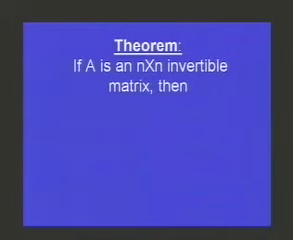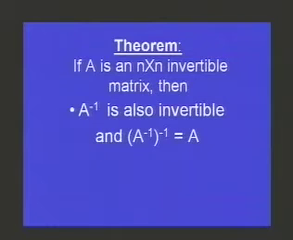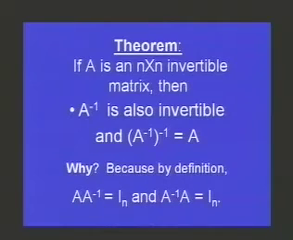All right, another theorem in this section. If A is an n by n invertible matrix, so A is square and it has an inverse, then A inverse is also invertible. Now, what does it mean to be invertible? It means it has an inverse. So A inverse inverse would be A. The reason is that when two matrices are inverses, I can multiply them in either order and get the identity matrix. Obviously, if I multiply A inverse by A, I'm going to get the identity matrix. Therefore, the inverse of A inverse is A.